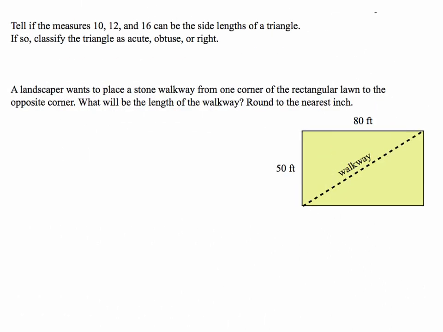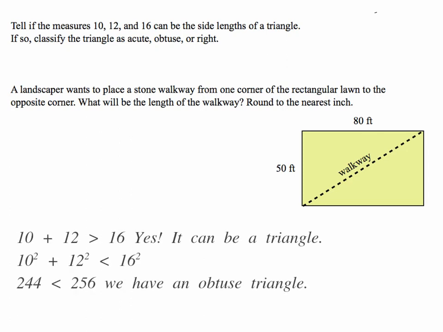Tell if the measures 10, 12, and 16 can be the side lengths of a triangle. If so, classify the triangle as acute, obtuse, or right. Take the two smaller sides, 10 plus 12, and that is greater than 16. So yes, it can be a triangle. Using the Pythagorean inequality, we find that 10 squared plus 12 squared is less than 16 squared. So what we're dealing with here is an obtuse triangle.